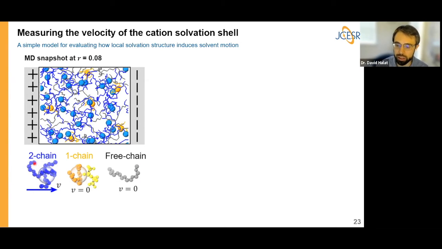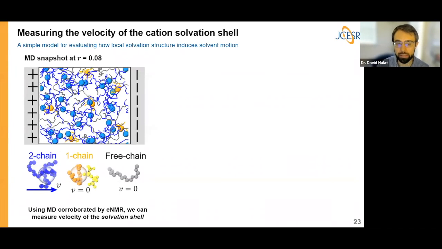We can think about the shell velocity of these different motifs and how that contributes to the average solvent velocity, right? In particular, in this simple model that we've proposed, only this motif should move under application of an electric field because it's the only charged species. This one-chain motif is neutral, just like the free tetraglyme chain.